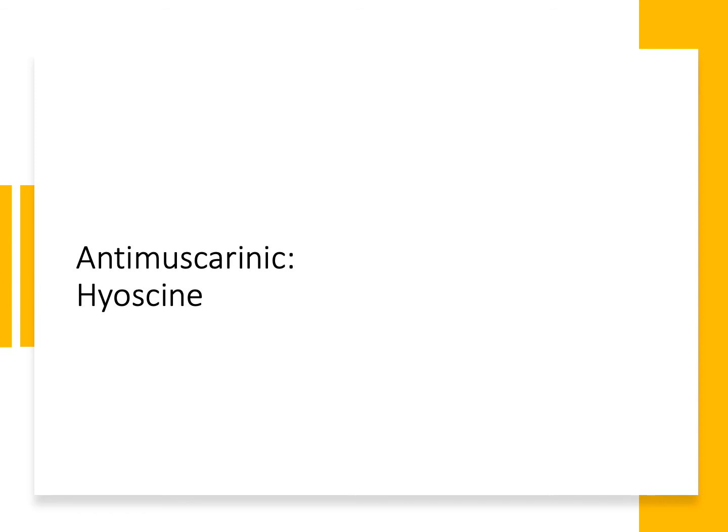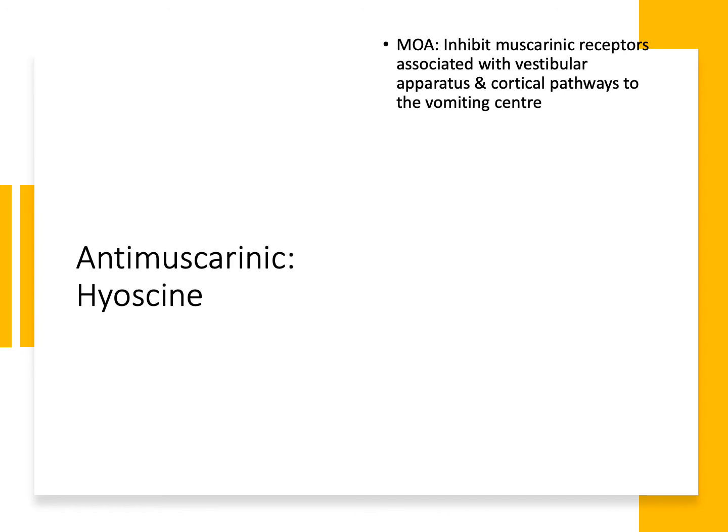So let's move on to the first drug. It's the antimuscarinic, which targets the M1 receptors. So you can see it's mainly on the vestibular section, the vestibular cause of nausea and vomiting. One example is hyoscine. It's also called scopolamine, depending on UK or US terminology. So it's mainly, as mentioned, towards the vestibular causes.